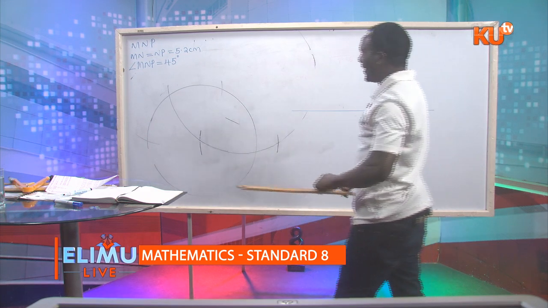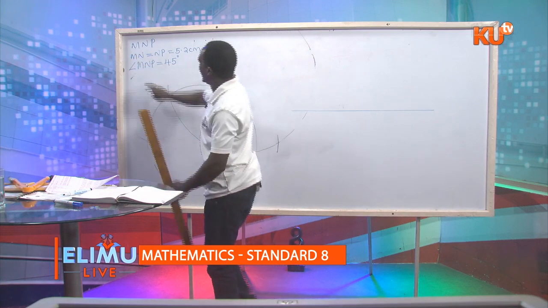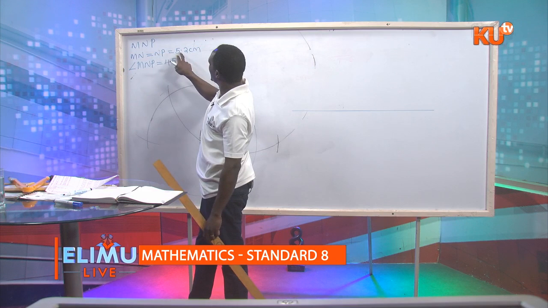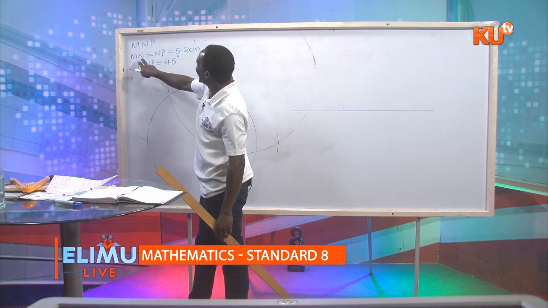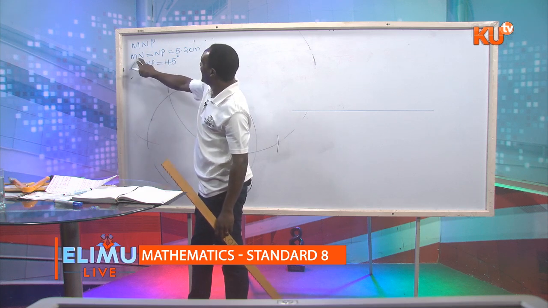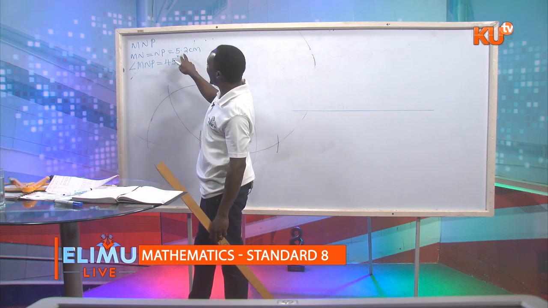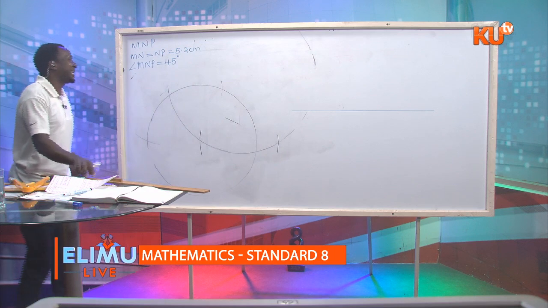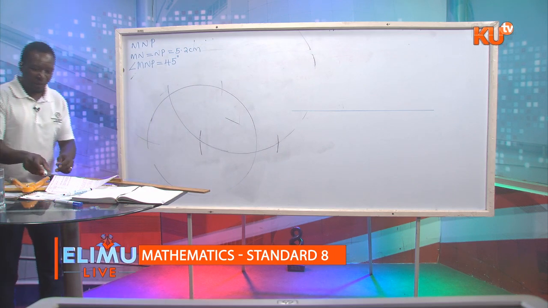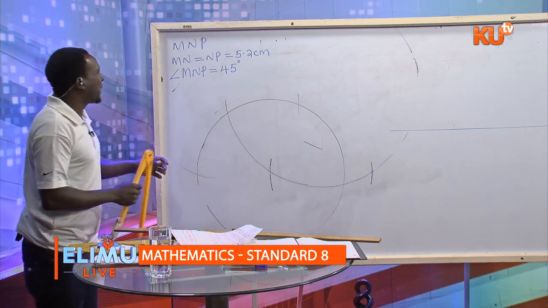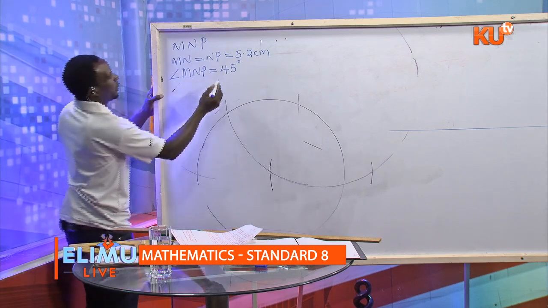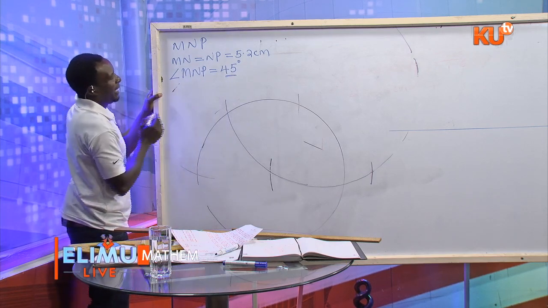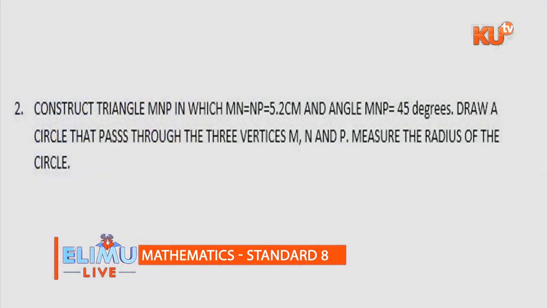There it is. Then come here. We have MN is equals to NP is equals to 5.2 centimeters. This means that there are two sides which are equal. MN and NP, both of them are 5.2 centimeters. So, in essence, we are constructing an isosceles triangle. Take your compass. Look at this angle, because this is the one which is going to guide us. We have N at the center.